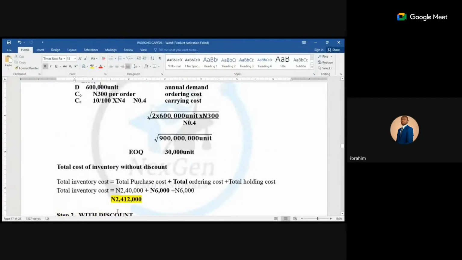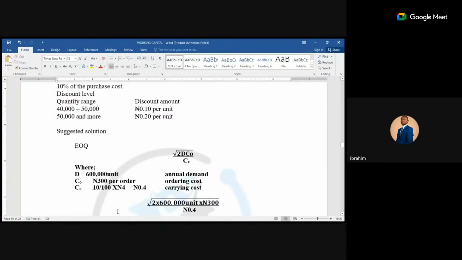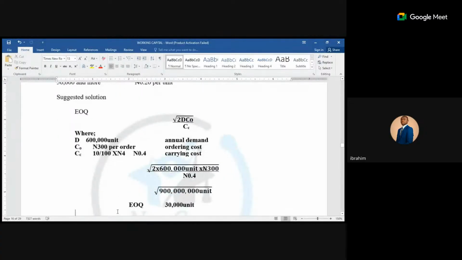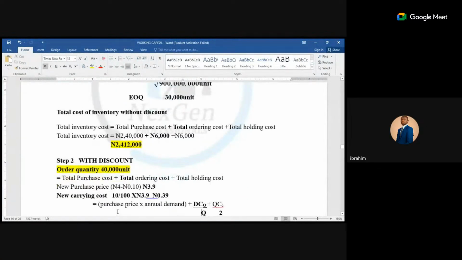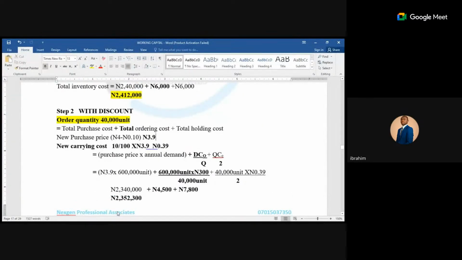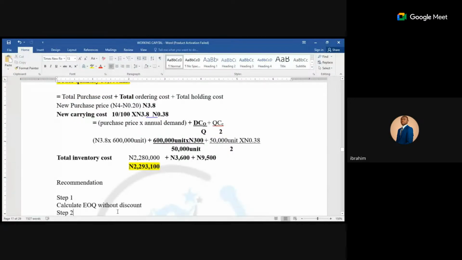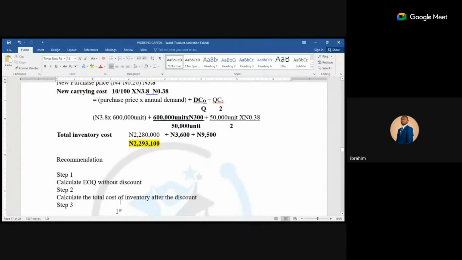Calculate EOQ without the discount. Calculate the total cost of the inventory without the discount. Then calculate the EOQ with discounts. Calculate the total cost with discount. You pick it one after the other. Then you now advise with the lowest cost. So you can now have your step 3.